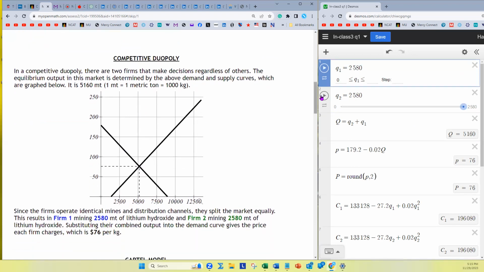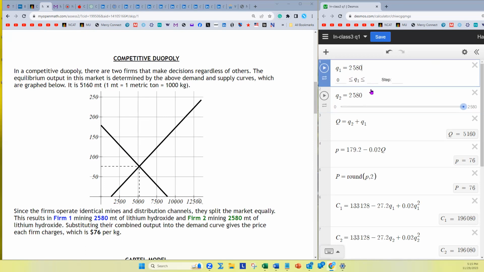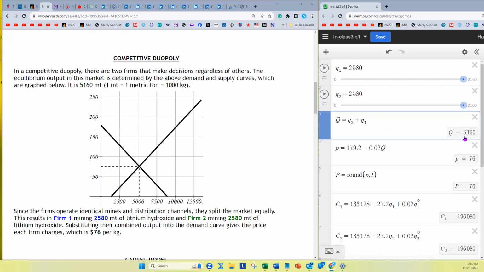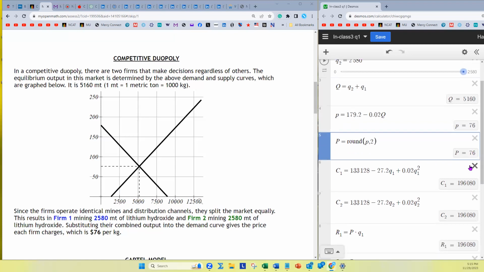Okay. So I'm going to replace my outputs here with the competitive duopoly. Notice when I do that, this adds them up and I get 5,160. This generates the price of 76 because Desmos is plugging this quantity into that value right there to get a price of 76. This is just rounding, making sure that the price is rounded to 2 decimal places, which in this case doesn't matter, right?